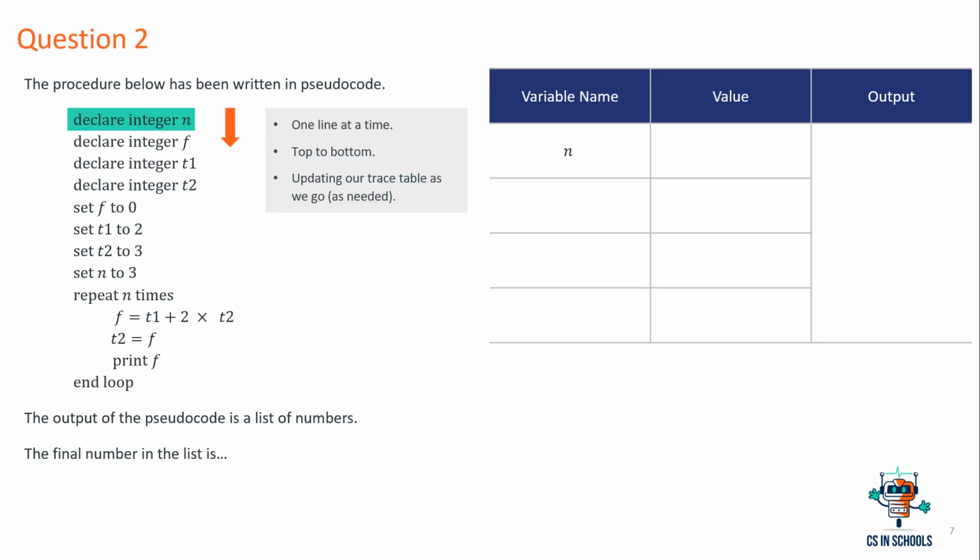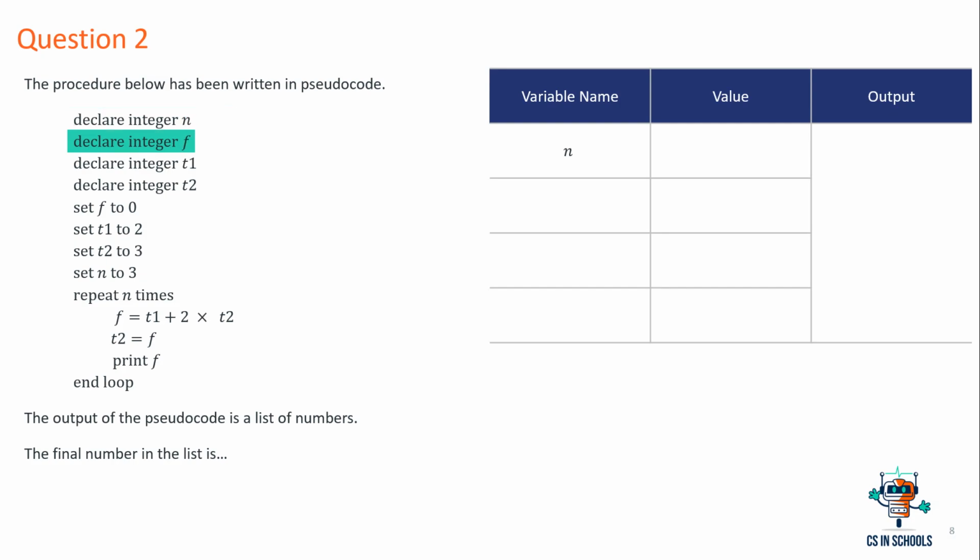And then we're going to progress one line at a time, top to bottom, making sure to update our trace table. The next line is declaring integer f. So there's the new variable in the left-hand column. Declaring integer t1. So t1 is there in our variable names column. And similarly for t2, which is the next line of pseudocode. So at this stage, we have declared all 4 of our variables with their names. The next 4 lines of pseudocode are going to initialize or give them some initial values.